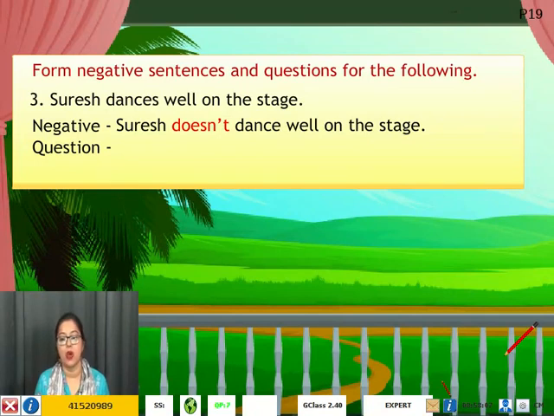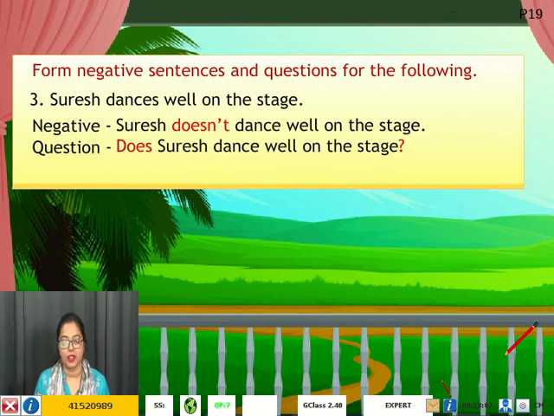Suresh doesn't dance well on the stage. And when you are turning it into a question form, what does it become? Does Suresh dance well on the stage? This is in a question form. So there are basically three sentences on your screen.